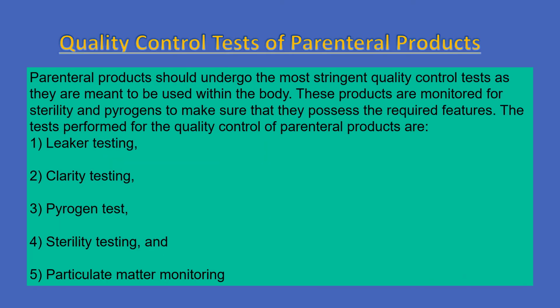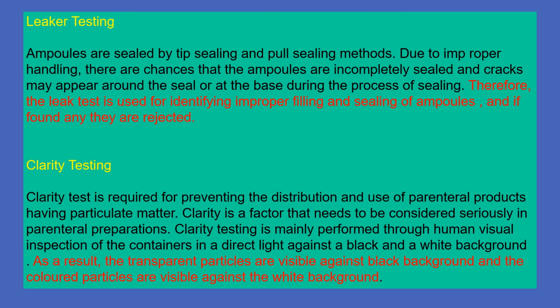The parenteral product should undergo the most stringent quality control tests as they are meant to be used within the body. These products are monitored for sterility and pyrogens to make sure that they possess the required features. The tests performed for quality control of parenterals are leaker test, clarity test, pyrogen test, sterility test, and particulate matter monitoring. So, first of all, leaker tests.